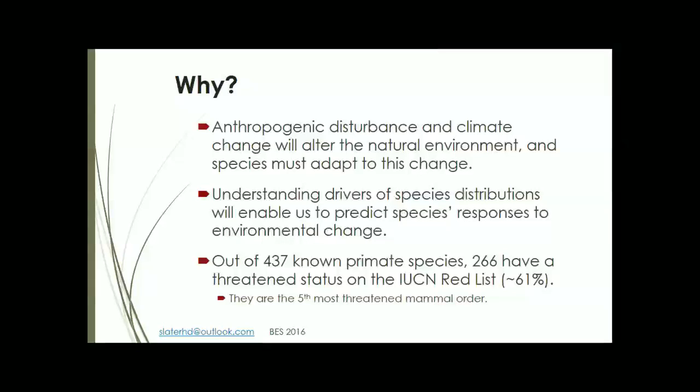They're actually one of the most threatened of the mammal orders. There are 437 species listed on the IUCN Red List. 266 of those have a threatened status, so this is either critically endangered, endangered, or vulnerable. That's about 61% of the order, so that's quite a high proportion of that order that's classed as threatened.